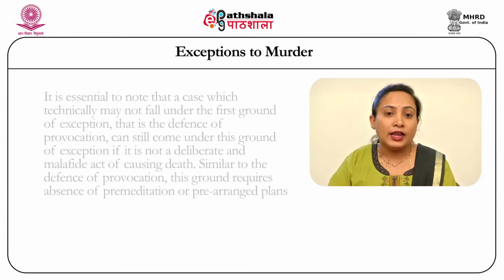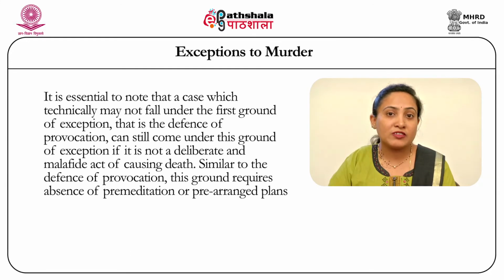Now over here, it is essential to note that a case which technically may not fall under the first ground of exception can still fall under this ground of exception, for the reason that these are acts done under mutual provocation by the parties to a particular fight. It is essential to prove that the act of the accused was not deliberate, was not mala fide, was not pre-planned, was not a premeditated one. It's only when these conditions are fulfilled that an offence becomes manslaughter instead of murder.